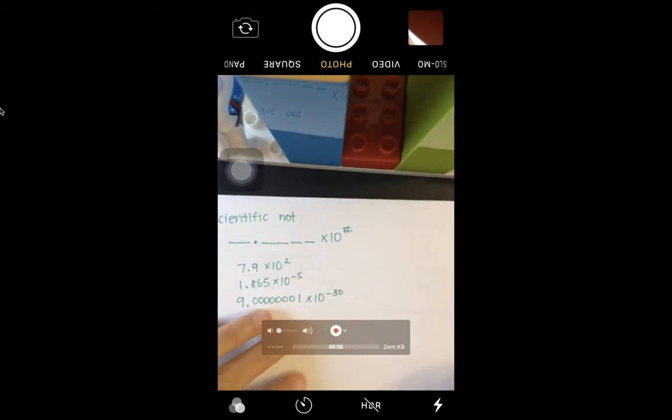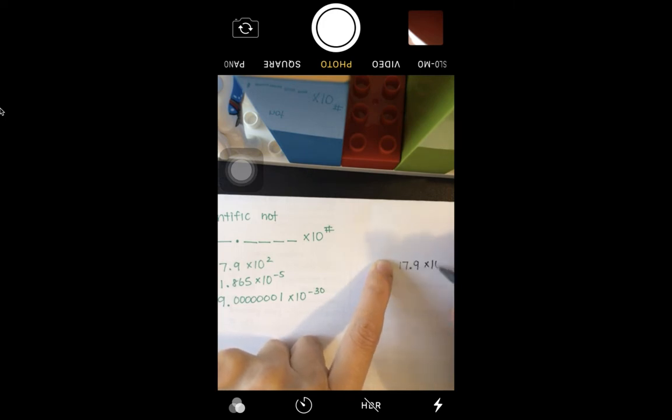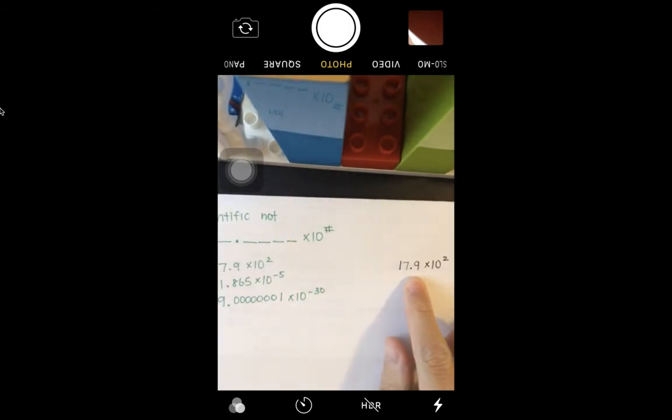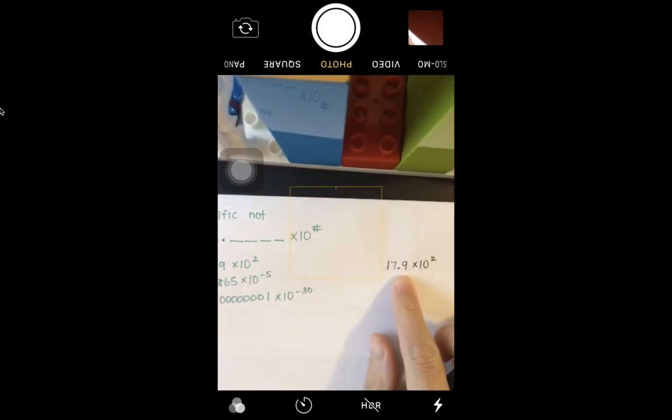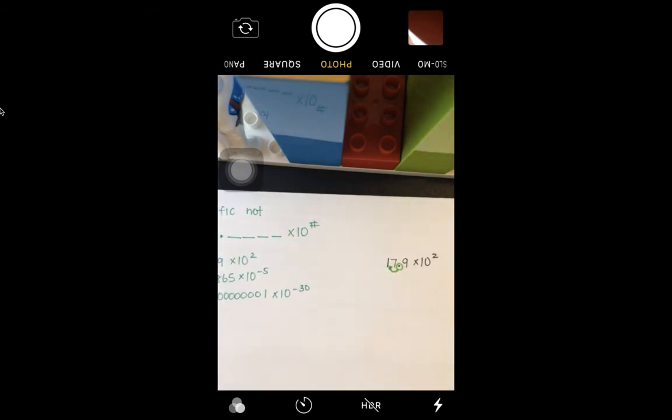This would not be considered scientific notation if I had like 17.9 times 10 to the 2. Can someone unmute themselves and just shout out, why is this not written in scientific notation? Thank you. There's 2 whole numbers before your decimal. The rule is there can only be 1 whole number and then the decimal. So it's not 17.9. It has to say 1.79. The decimal always has to be after the first number.